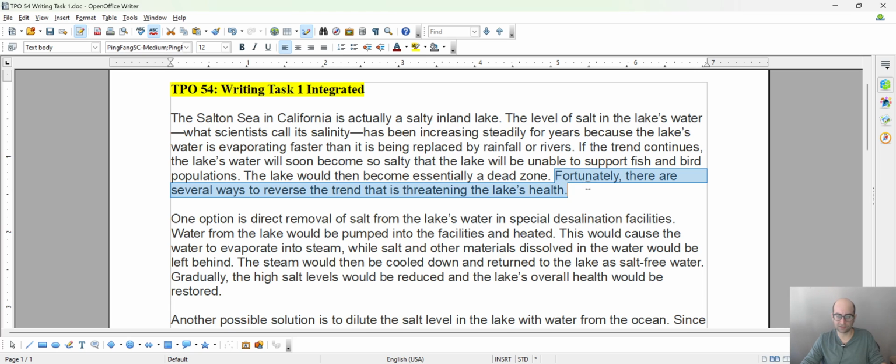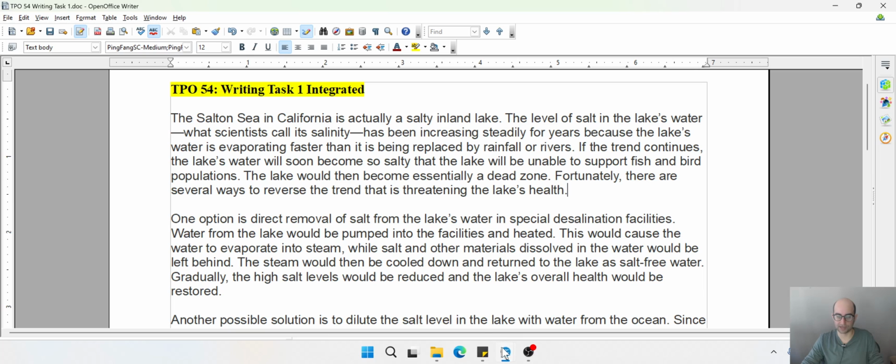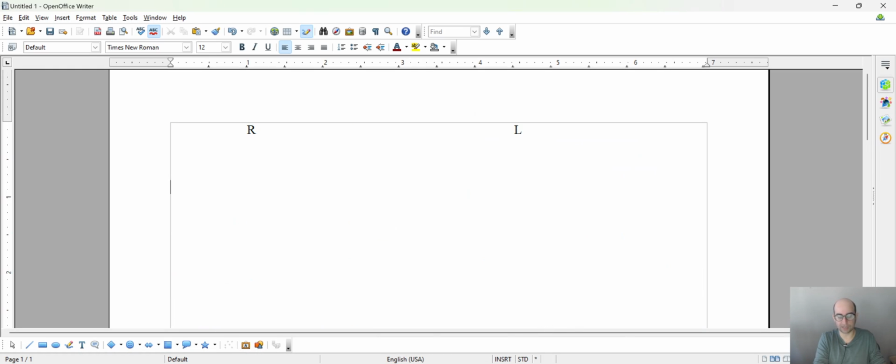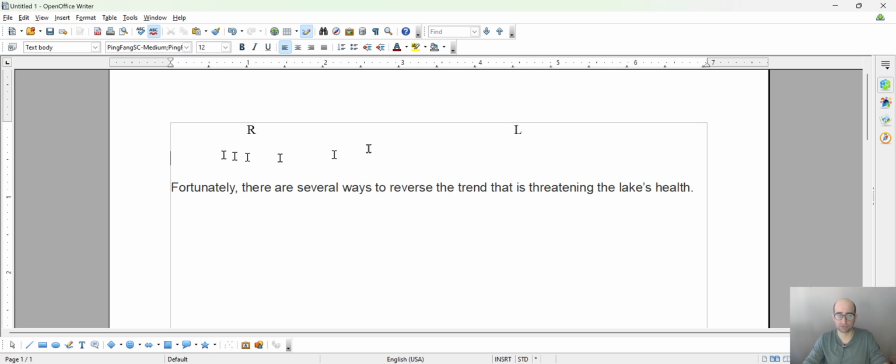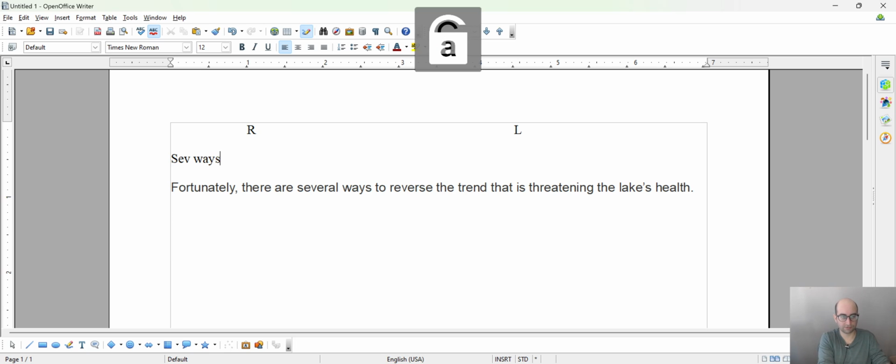So I identified it here, so I'm basically going to be writing this down. Here I'm just typing it for you guys, but on the actual exam, you have to write it with a pencil if you're taking it at an exam center, or if you're taking the home edition, obviously you'll be using a fine marker instead. Okay, so: several ways to reverse trend that's threatening lake's health.